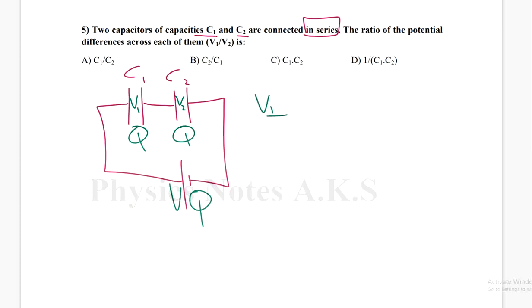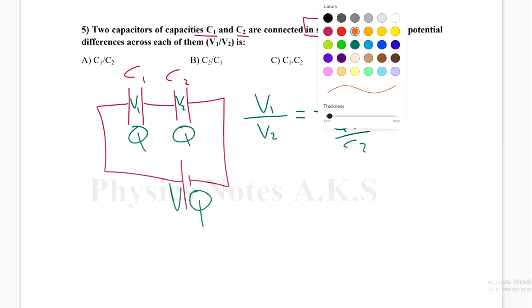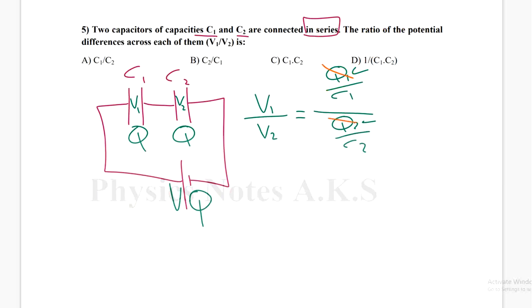So V1 over V2. I know from before that the voltage in the capacitor is equal to Q over C. So V1 is Q1 over C1, and here Q2 over C2. Since Q1 and Q2 are equal, I can cancel Q1 with Q2. So I will have 1 over C1 over 1 over C2.